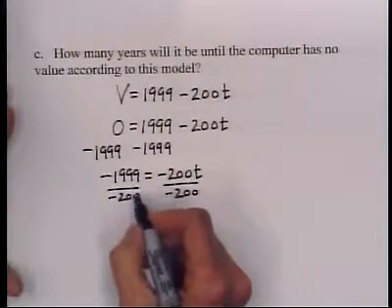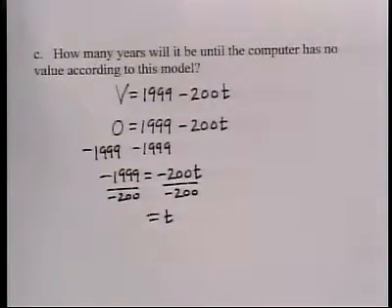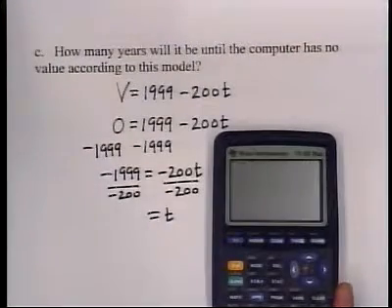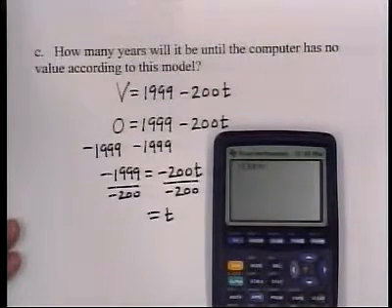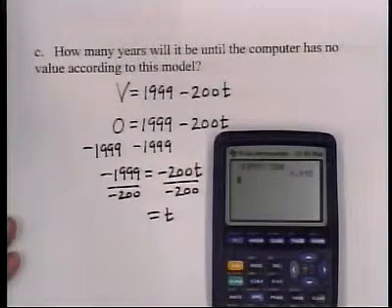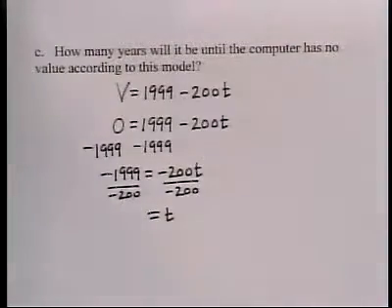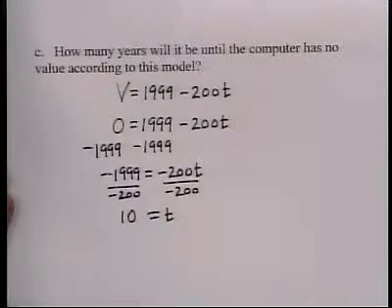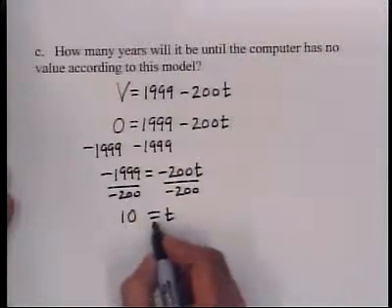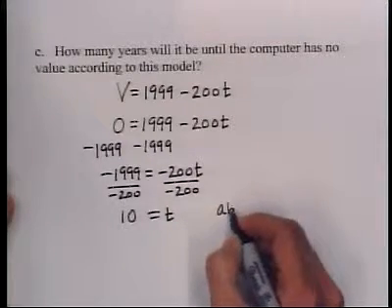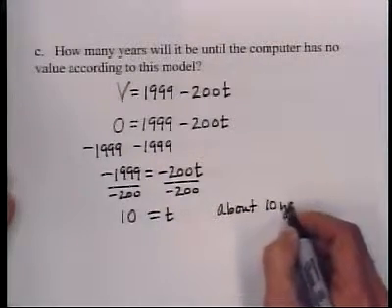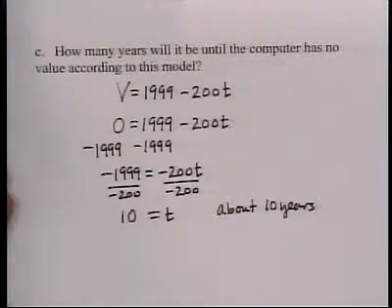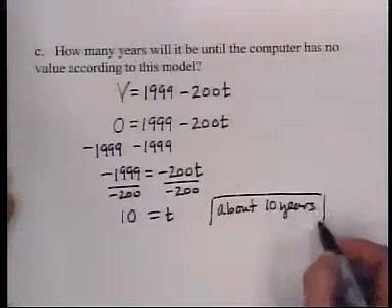And so t is going to be whatever this division comes out to. Let's do that on a calculator. Let's find negative 1,999 divided by negative 200. And that's 9.995. We should round that to probably around 10. Oh, not $10, I'm sorry, 10 is a time, not a monetary amount. So it's about 10 years at which the computer will have no value.